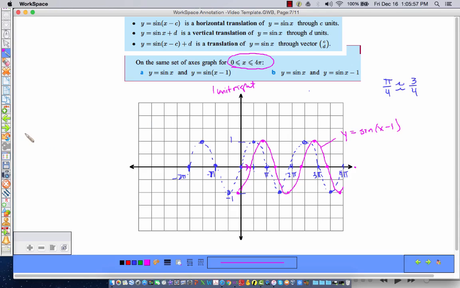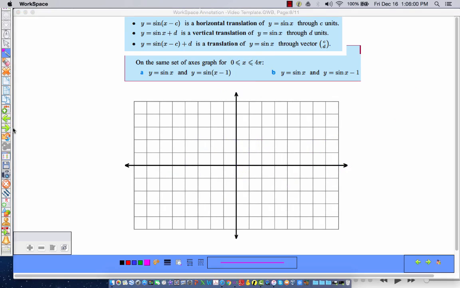Well, what about part B from 0 to 4 pi? Again, have to do sine x, pi. Here's 2 pi, here's 3 pi, and here's 4 pi. We'll make this 1 again, and we'll make this 2. We'll make this -1, and we'll make this -2.